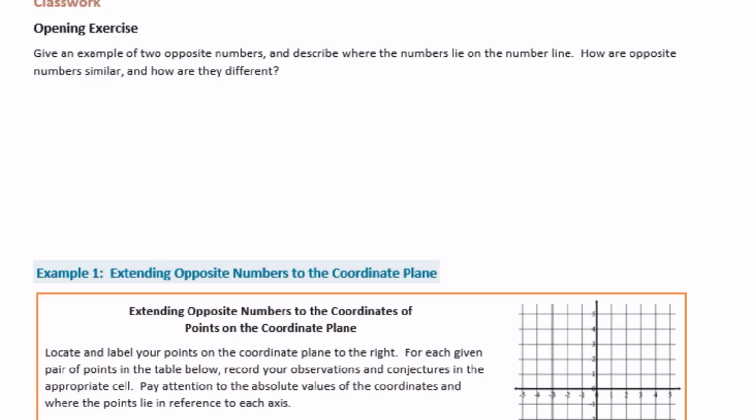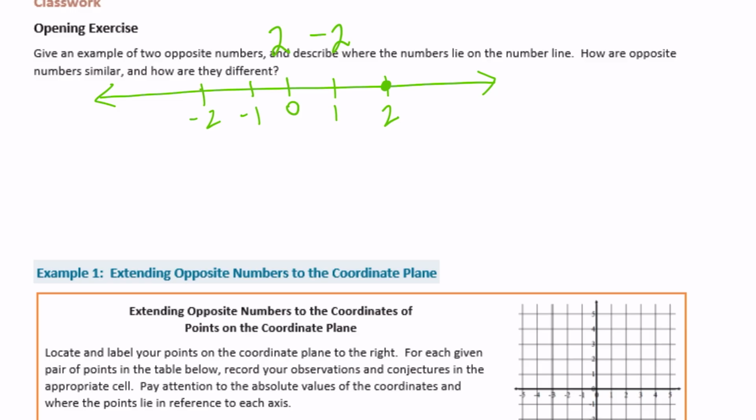So let's just pick two opposite numbers. I'm going to pick 2, and then its opposite would be -2. Describe where they lie on the number line, how they're similar, and how they're different. So on a number line, if I had 2 and -2, there's 0, -2, -1, 1, 2. So 2 and -2 are opposites because they're both 2 units from 0.